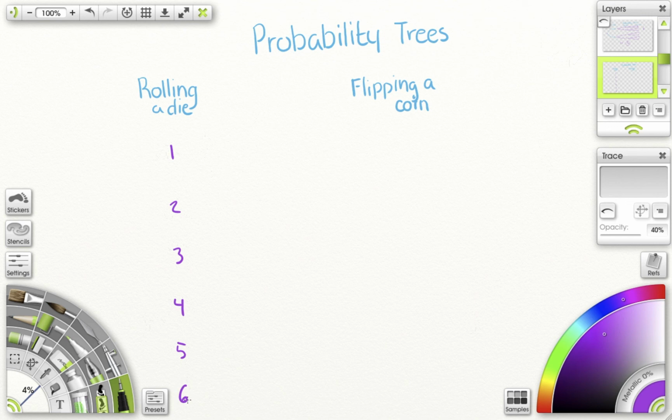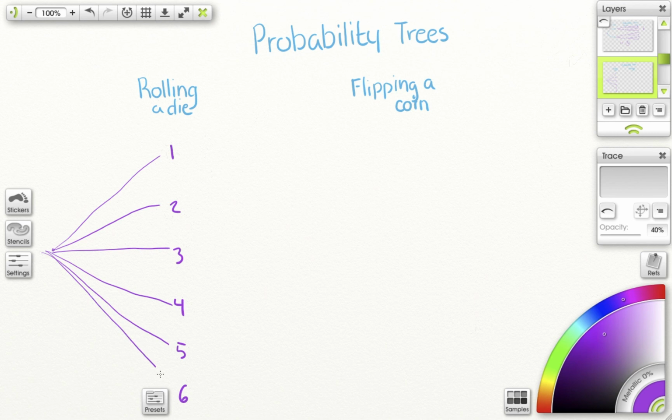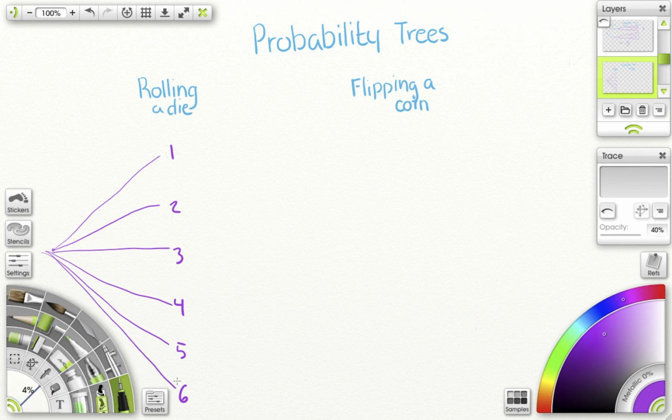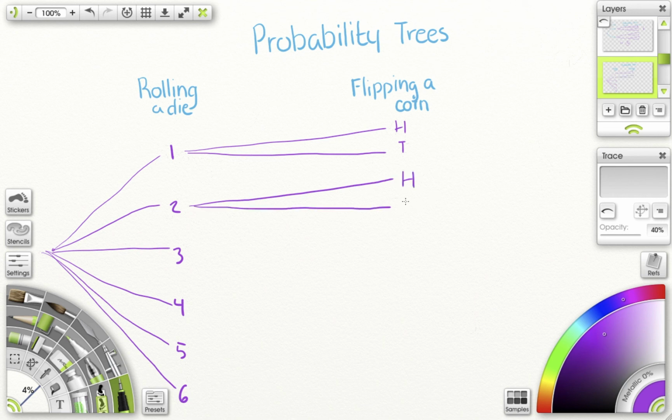Next, I could flip a coin. So how this works is, you have a branch, you go out. I can land on 1, 2, 3, 4, 5, and 6. Those are my possible outcomes. Then I flip a coin. I could land on heads, or I could land on tails. If I roll 2, I could then land on heads, and then I could land on tails. So I'm going to finish this chart up, and I will get back to you guys in a second here.